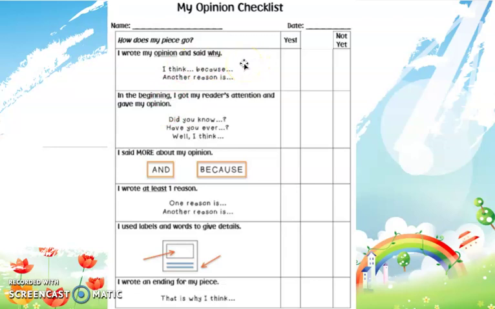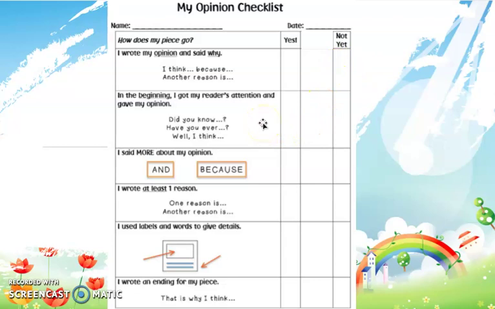Now let's go through all the 6 points. 1, 2, 3, 4, 5, and 6. These 6 points are very important in opinion writing. Number 1. I wrote my opinion and said why. Make sure you have at least one opinion and one reason in your writing. If you think you did it, then you check yes. And if you think you haven't done it yet, you check not yet.